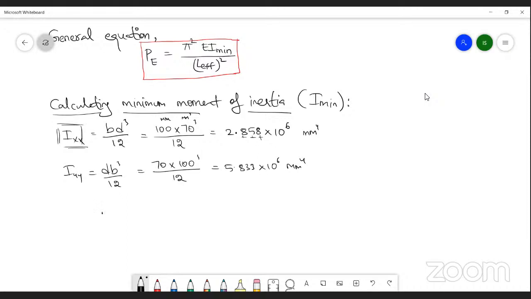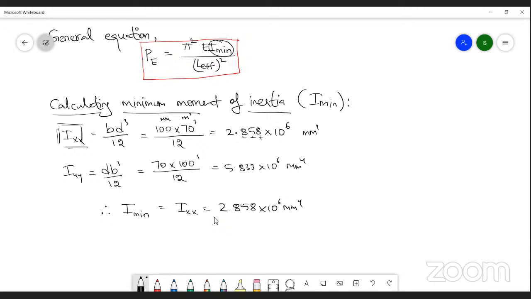Therefore, I minimum equals Ixx equals 2.858 into 10 power 6 mm power 4. So we have got the value of I minimum. An important thing before we proceed: if you are not able to recall what step to do, just follow the formula. The value of E is already given in the question, so I'm not doing anything there, but we have to find I minimum. This is what I'm solving right now.